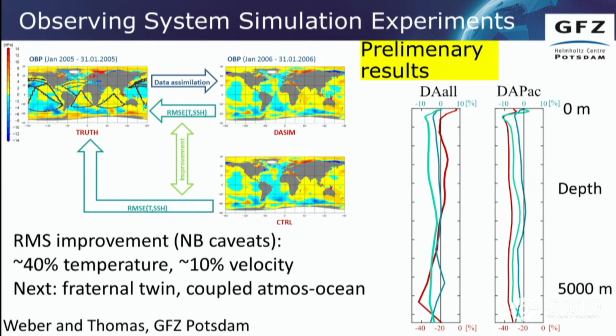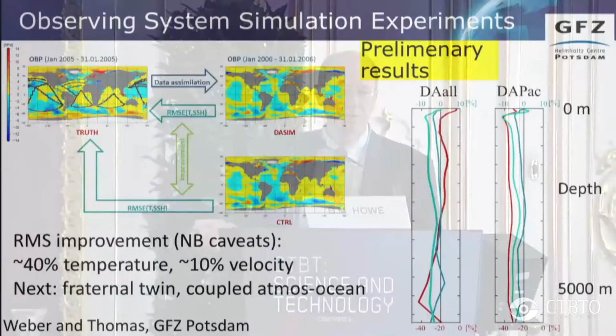Here's, as a function of depth, the improvement in percent for velocity and temperature. This is the entire globe, and this is in the north, in the entire Pacific, which is really about half the ocean volume. And in the Pacific there's about a 40% improvement in temperature. And again, temperature in these models is all intimately tied with pressure as well. And then velocity, there's some improvement.